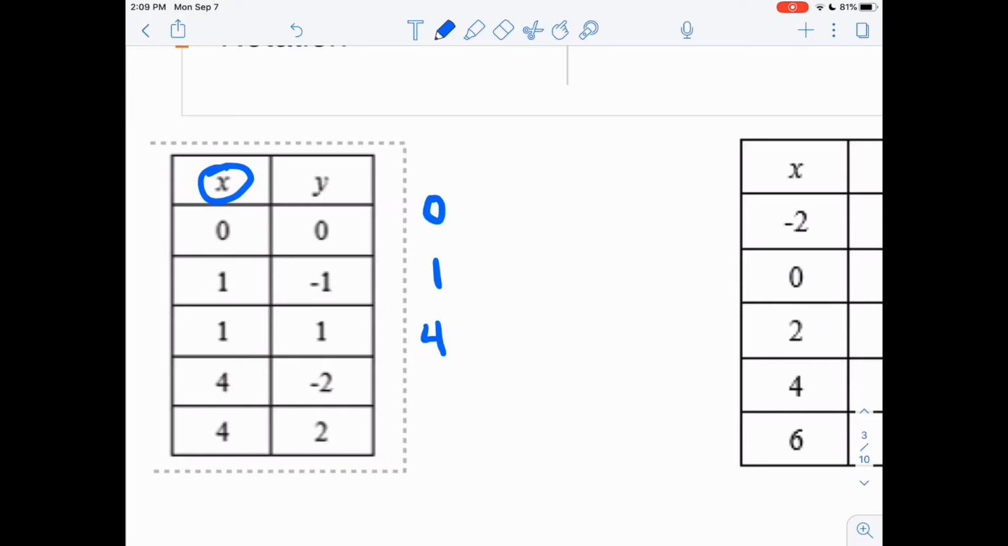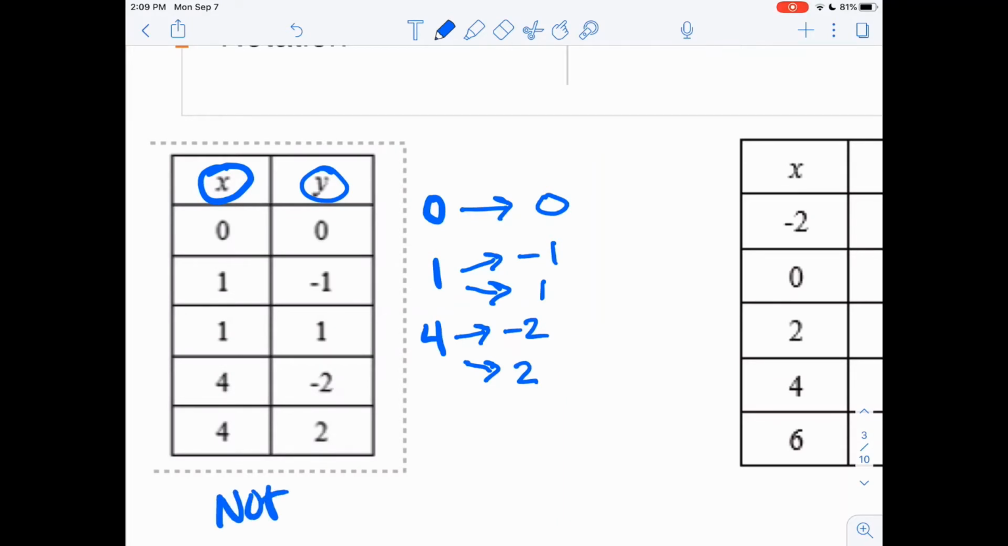I'm now going to map each input to its output. So let's see, 0 maps with 0, 1 maps with negative 1 and positive 1, and 4 maps with negative 2 and positive 2. This is not a function because the inputs had more than one output.